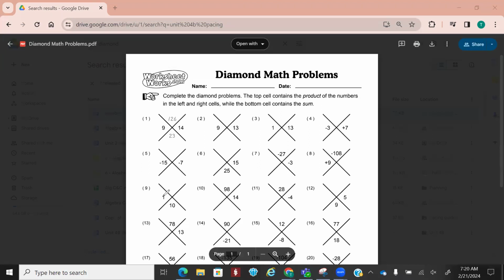Okay, so what plus 1 would give us 10? 9. And 1 times 9 is 9. What times 14 would give us 98? 7, and then we add that together, that's 21. What times -4 would give us 28?